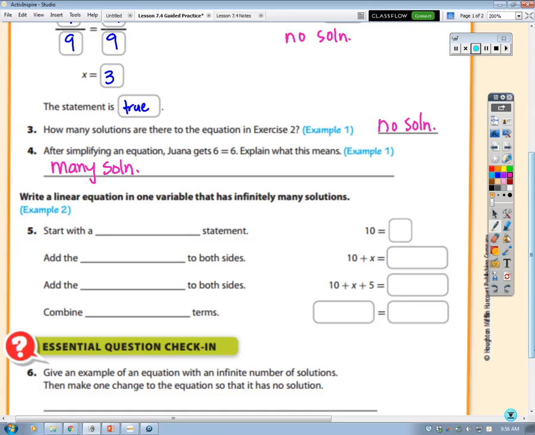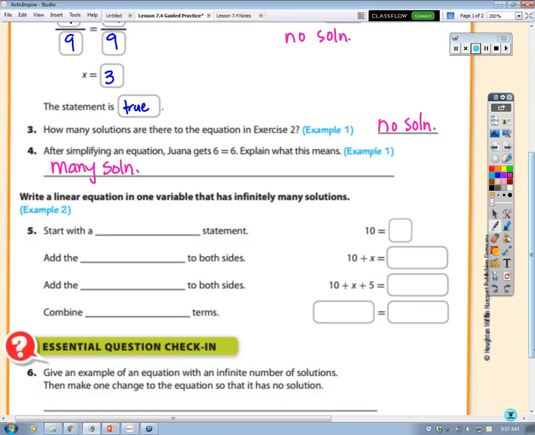The reason it asks you to do this is because it doesn't just want you to understand process, it wants you to understand the meaning of the process. It wants you to understand what it is exactly that you're doing in the process, not just that rote memory. So when you write a linear equation with one variable that has infinitely many solutions, what do you start with? What kind of statement?